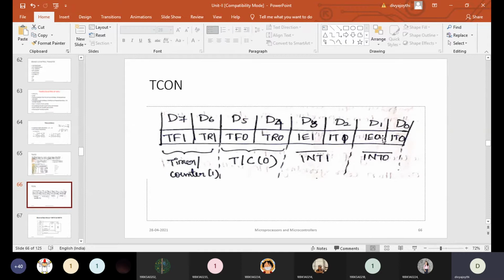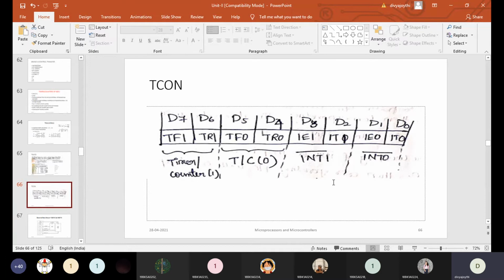And next is IE0 and IE1. Here IE means external interrupt. So the values of D1 and D3 will not be in the end user's hand, because whenever these external interrupts are given to the 8051 microcontroller, the architecture itself will set these values D1 and D3, which deal with the external interrupts.